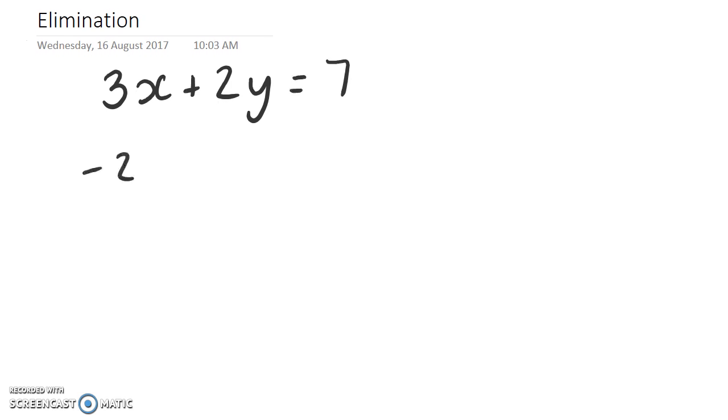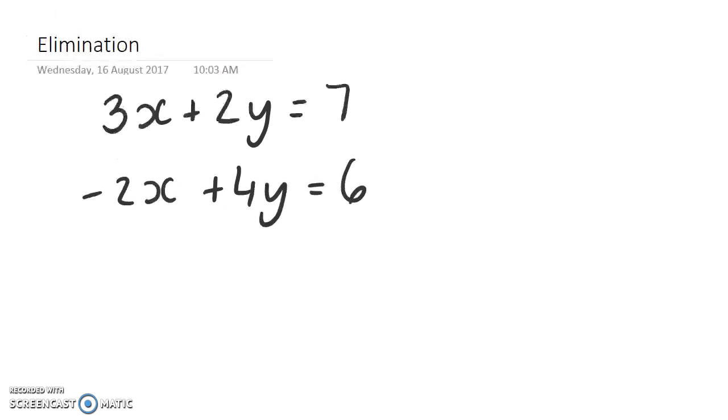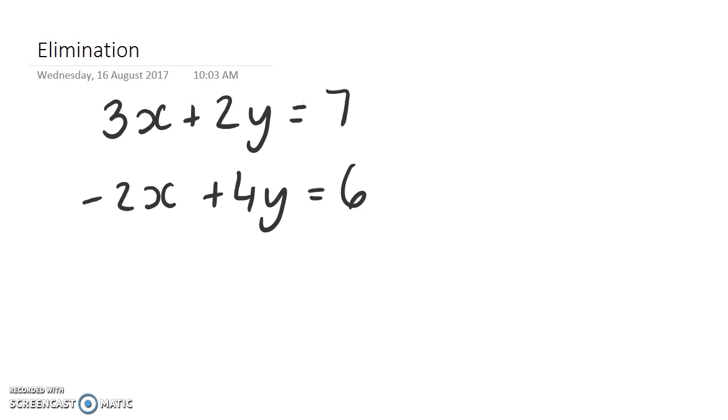The first equation we're working with was 3x plus 2y equals 7. And the next is negative 2x plus 4y equals 6. Now, there's lots of different ways to do the elimination method. The basic way that you want to do it is to be able to subtract one equation from the other in order to eliminate one of the variables.